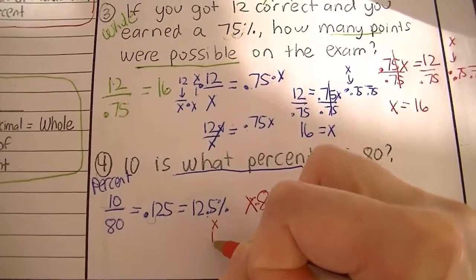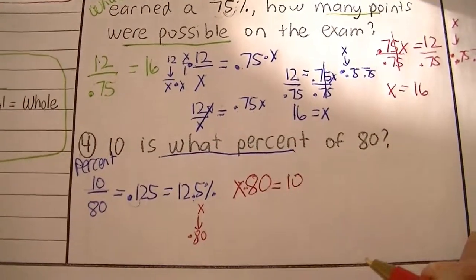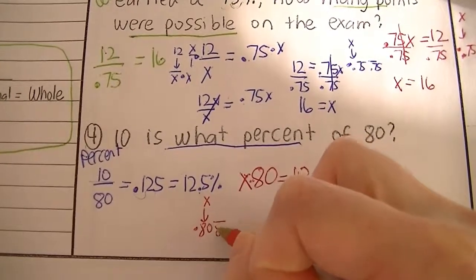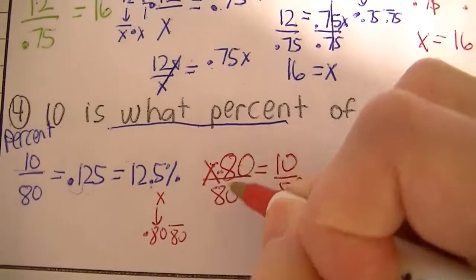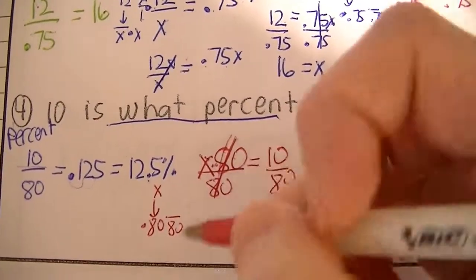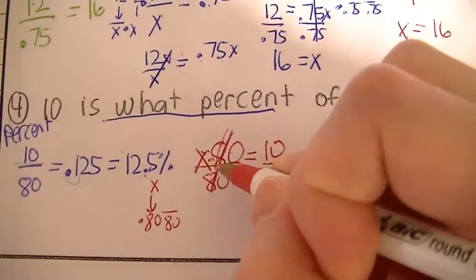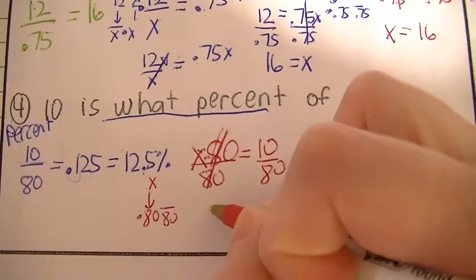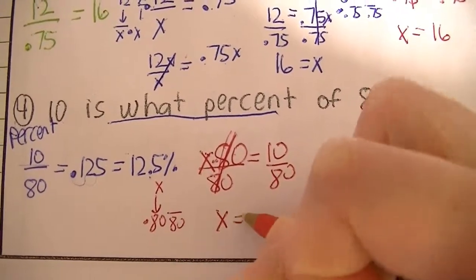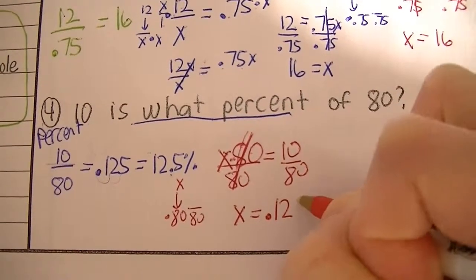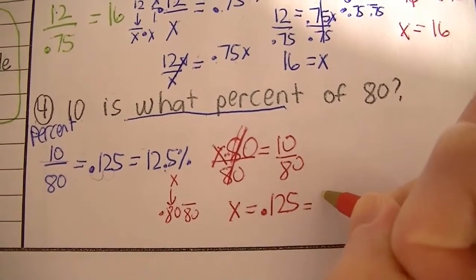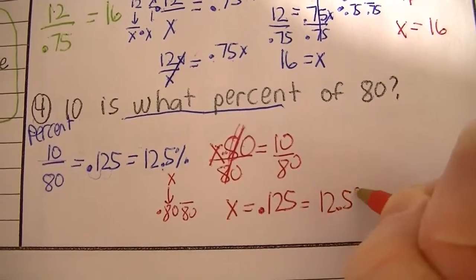We started with x, then we multiplied it by 80. Inverse operation of multiplying by 80 is to divide by 80, and you'll do that to both sides of that equal sign. 80 divided by 80 is 1. Oh, that's like a slanty 1. 1 times x is x, or 1x. And then 10 divided by 80 will give you 125 thousandths, which converts to 12 and 5/10%.